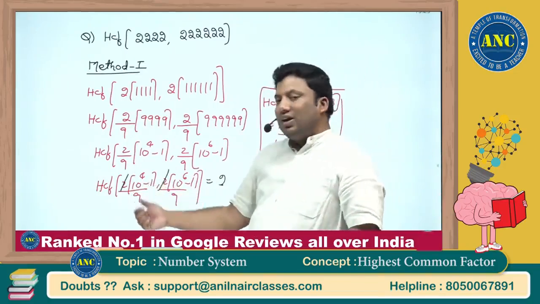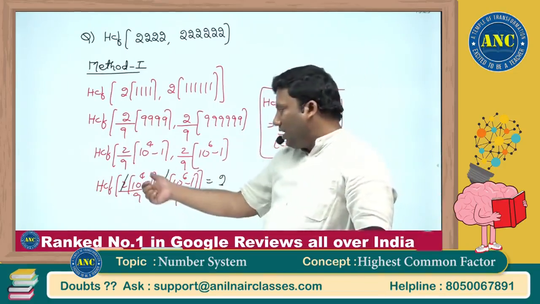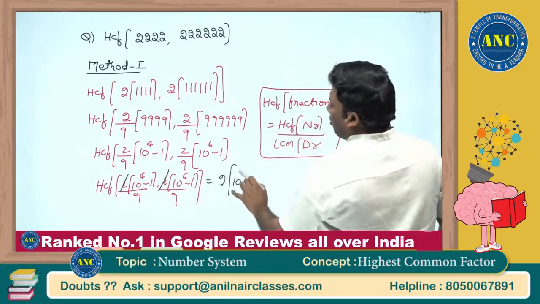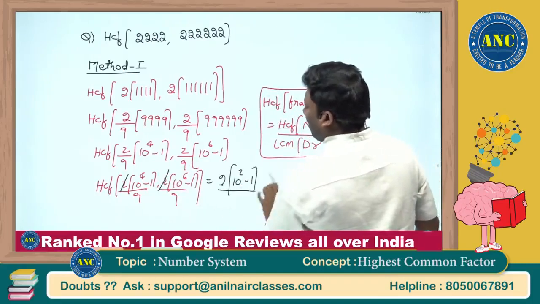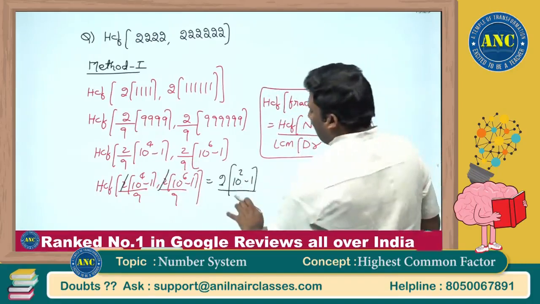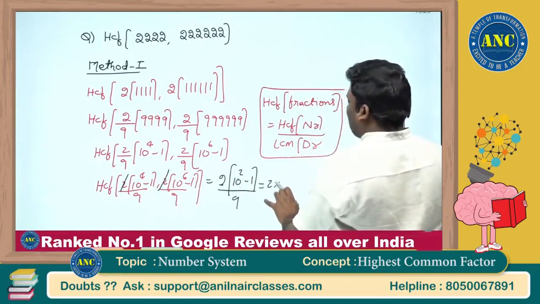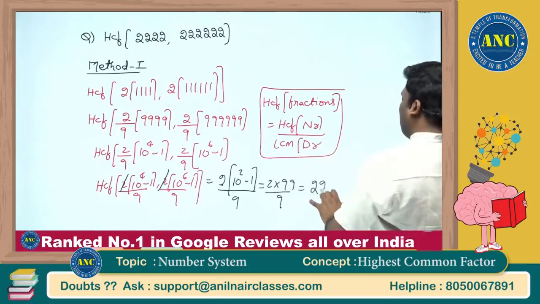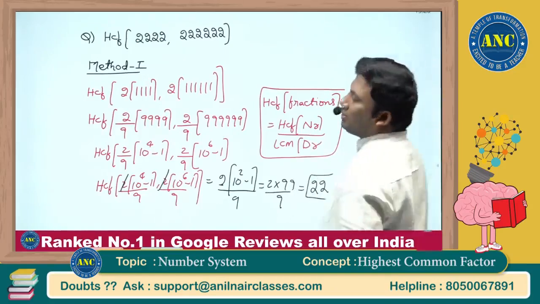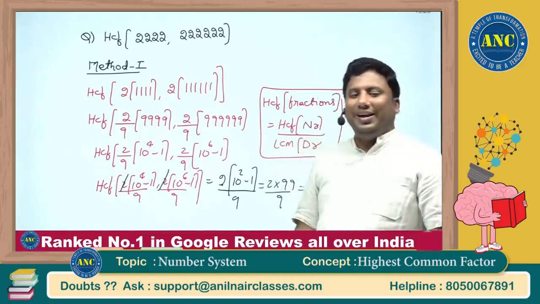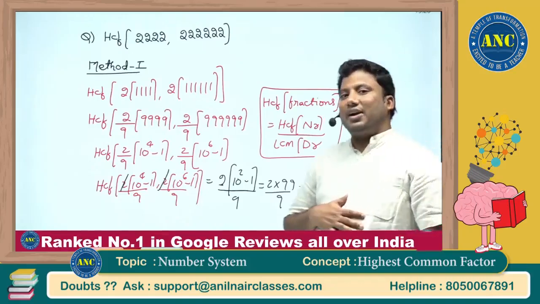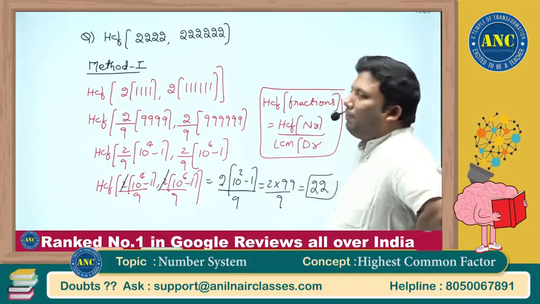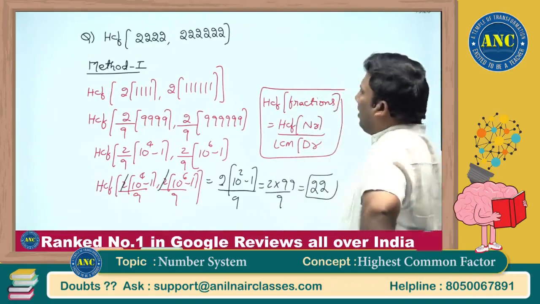10 power 4 minus 1, 10 power 6 minus 1. What is the HCF of 4 and 6? It is 2. So it is 2 into 10 square minus 1. LCM of 9 comma 9 is 9. So it is 2 into 99 by 9. What will be the answer? 22. I hope the idea is clear. HCF of fractions is always HCF of numerator by LCM of denominator.